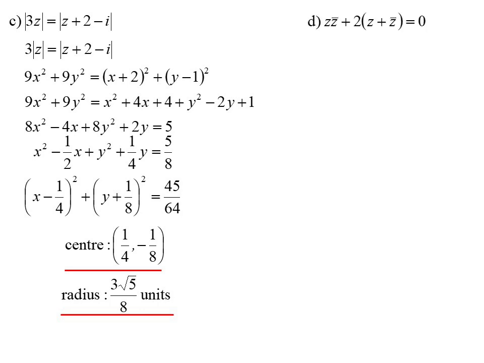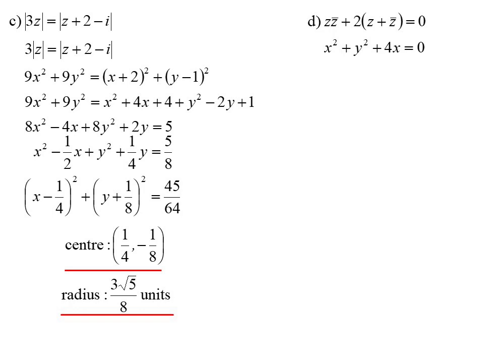Z conjugate plus 2 times Z plus Z conjugate. Again, not immediately obvious what I'm talking about here. Let's put it in Cartesian form. Z times Z conjugate is x squared plus y squared. And when we add a number with its conjugate, we get twice the real part, so that's 2x. But this is also multiplied by 2, so we get 4x. Okay, yeah, that is indeed a circle.